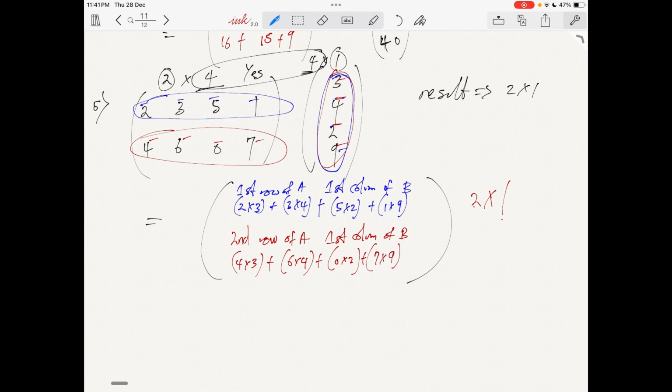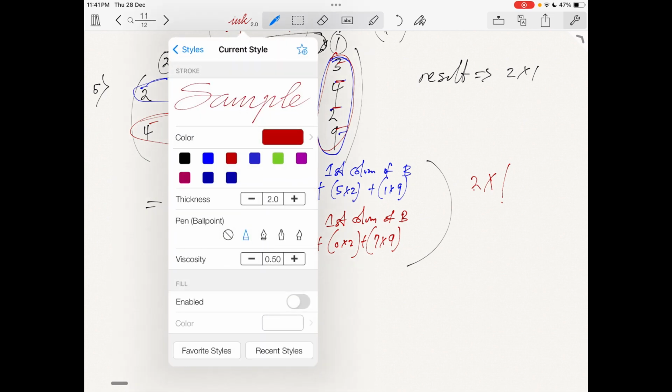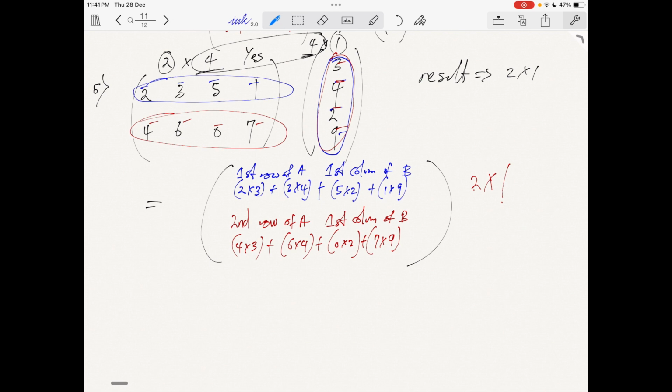Having done that, we can now evaluate this. 2 by 3 is 6, 3 by 4 is 12, 5 by 2 is 10, 1 by 9 is 9, and then we can evaluate these. 4 by 3 is 12, 6 by 4 is 24, 0 times 2 is 0, 7 times 9 is 63. Now going back to our black ink.